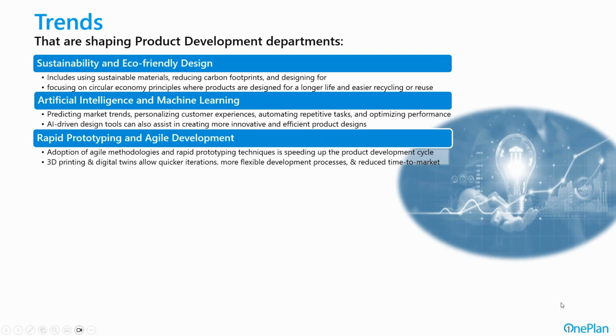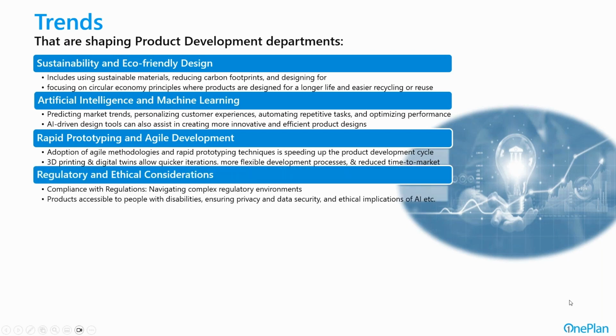And then we're trying to get faster and more responsive. So things like rapid prototyping and more agile development is a trend for many organizations, adopting these agile methodologies and rapid prototyping, including things like 3D printing and digital twins, gives us quicker iterations and a more flexible development process. The idea here is to reduce our time to market because we are more compressed on the things that are expected.